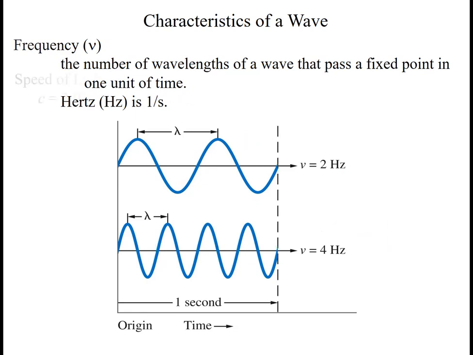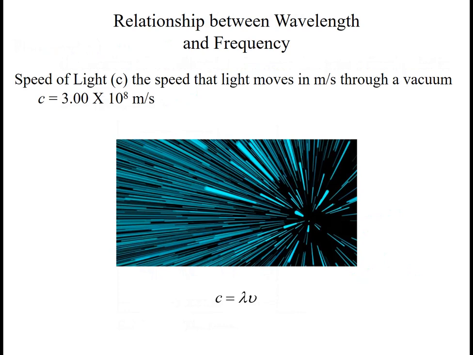Okay? So now, the last thing we need to talk about before we start doing problems is the speed of light, which is symbolized by c. And it's the speed of light that moves through different materials. And so we're going to use the one through a vacuum.